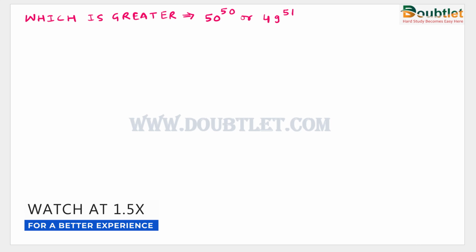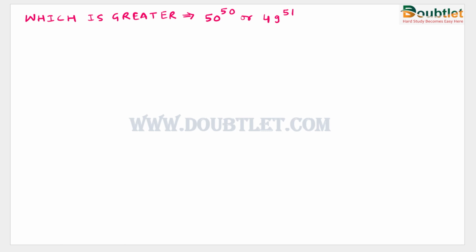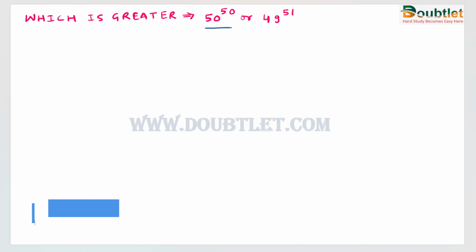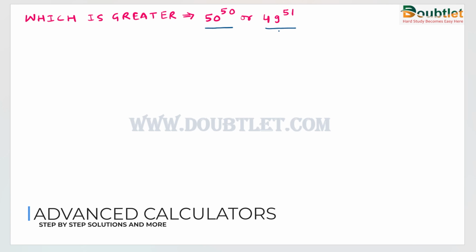So in this video, again I am going to teach you how to solve this question. This question was asked in a mathematics olympiad. So basically we have to compare these two terms. First is 50 to the power 50 and second is 49 to the power 51.